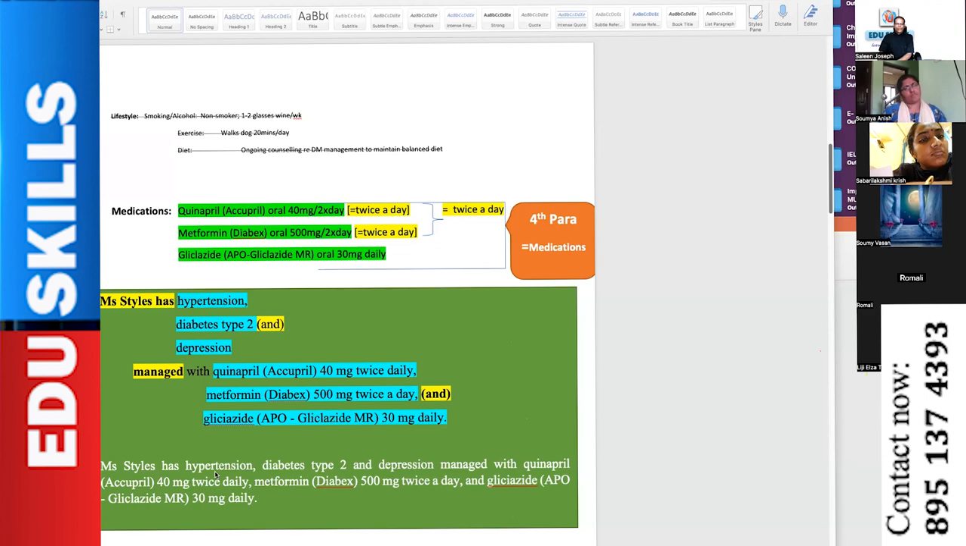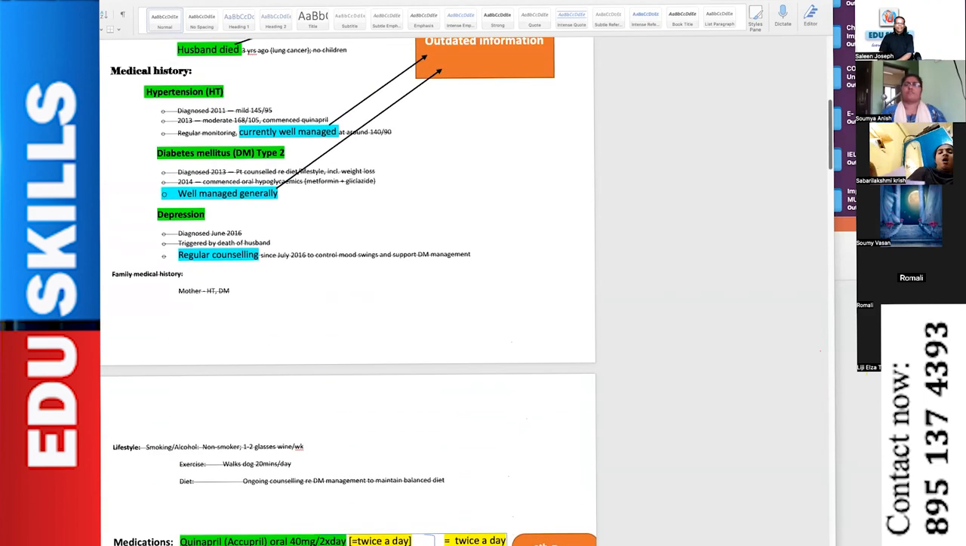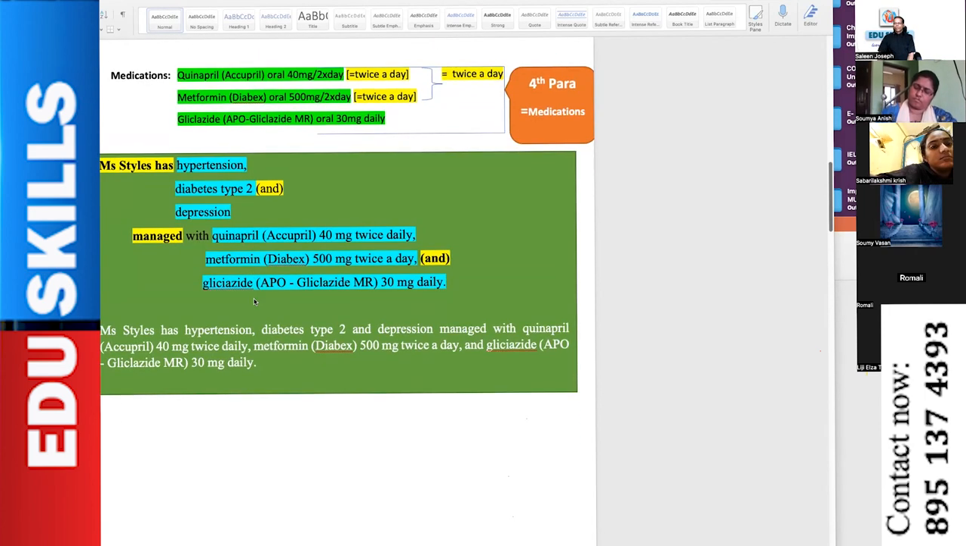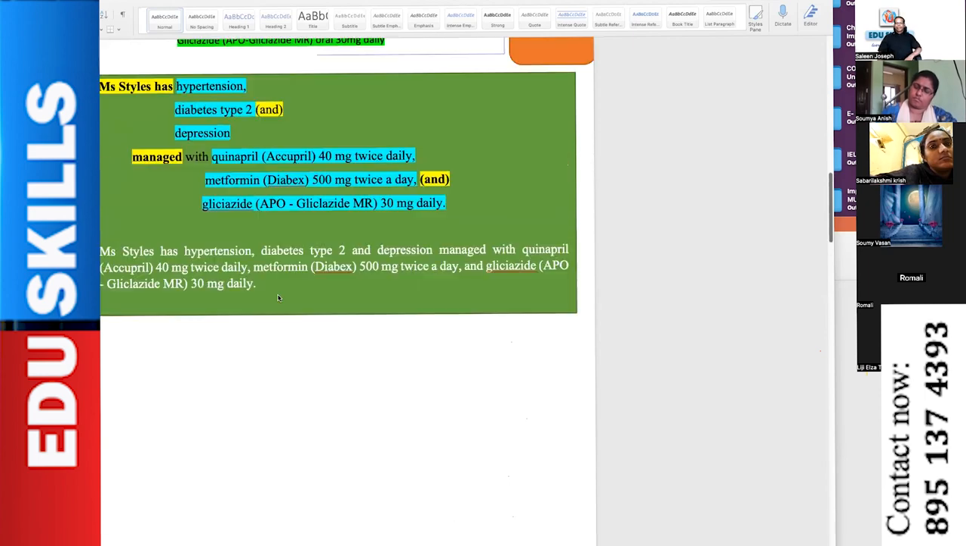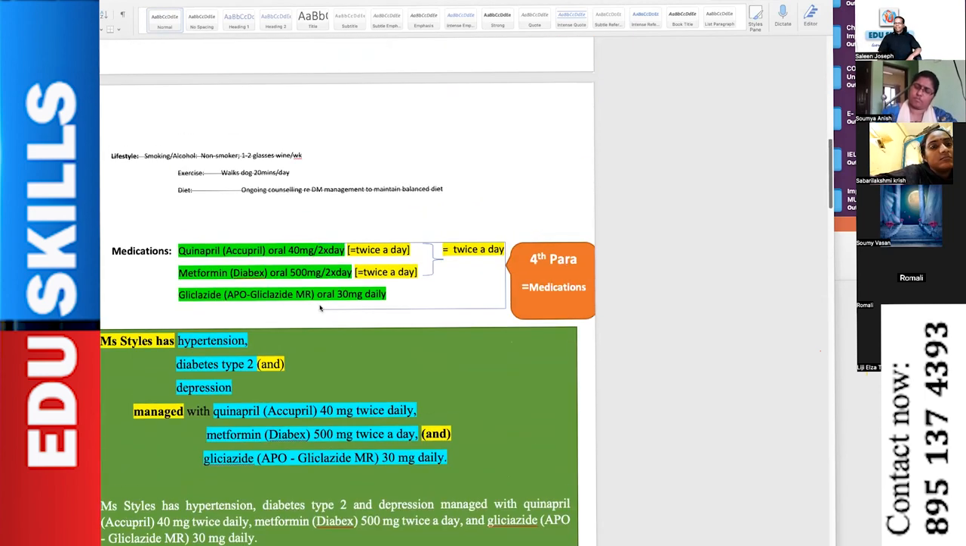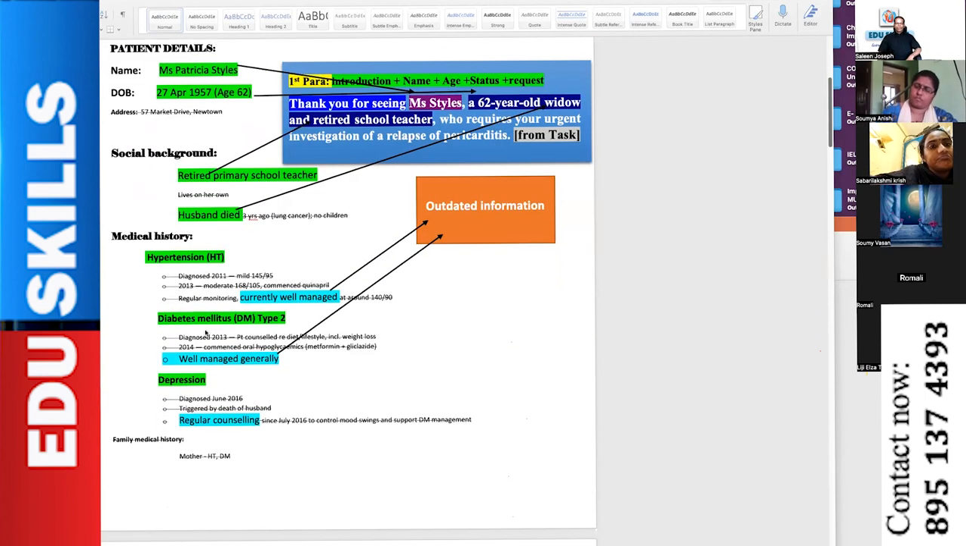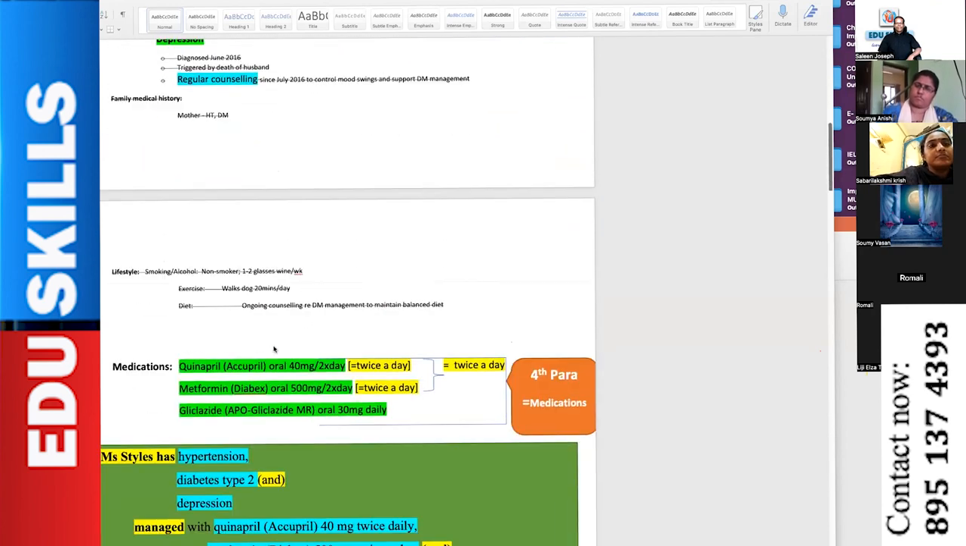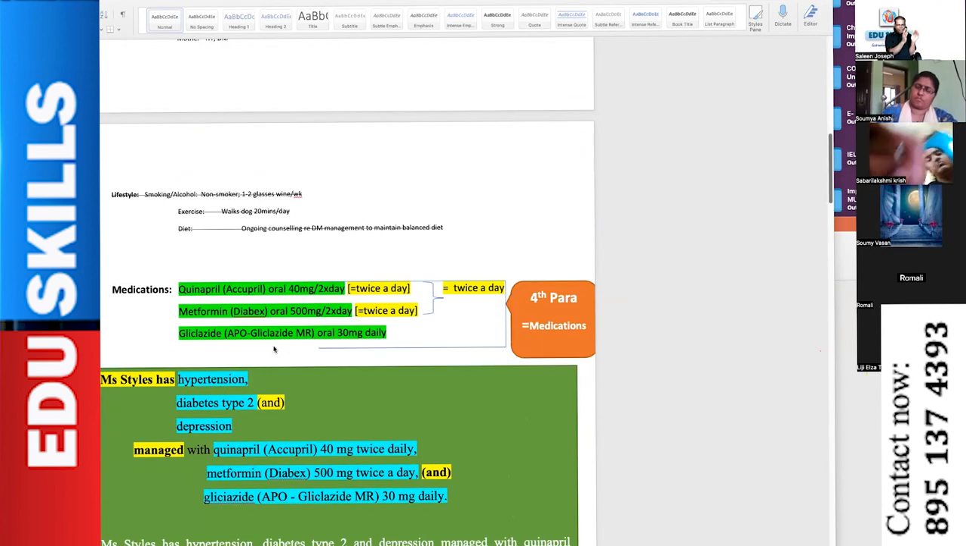Then if you want to add, you can add one simple sentence saying that her depression is managed with regular counseling. Another simple sentence. So that is the fourth paragraph. I'll tell you the order of paragraphs. Hope this is clear to you, right? So the case note here, how to combine all these details: when you have a condition mentioned, diabetes, hypertension, depression, and medications mentioned under medication, try to connect the condition and the concerned medication together.